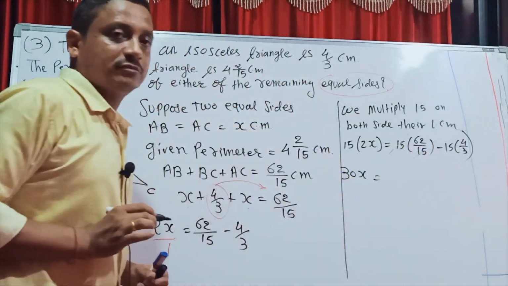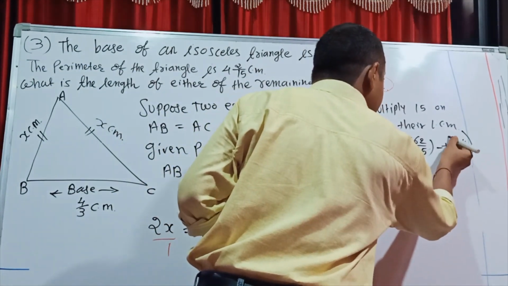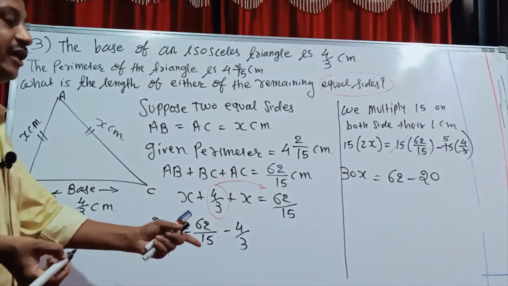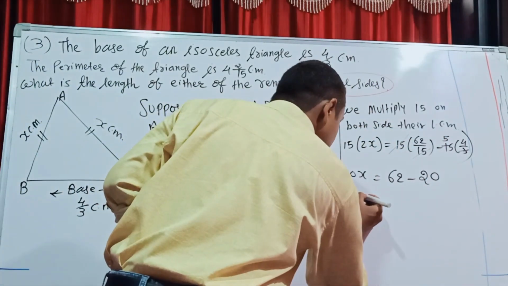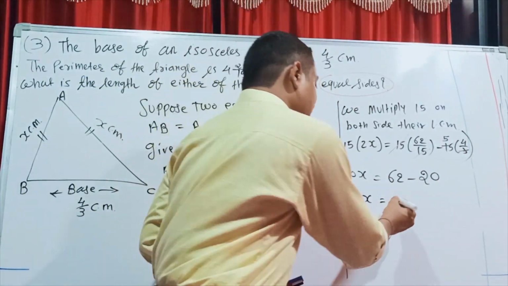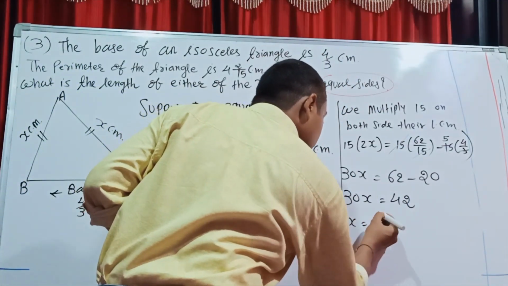Students, here 15, 15 gone. Only we have 62. And here 3 5s are gone. 5 4s are 20. So finally you are getting easily the constant number, 30x same. And how much? 62 minus 20? Yes, it is 42. So what do you get for x?